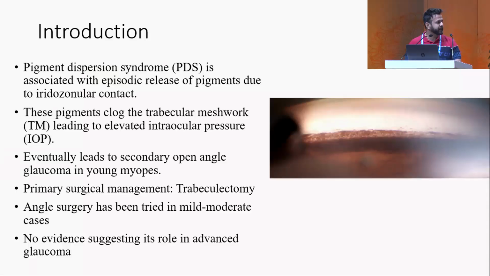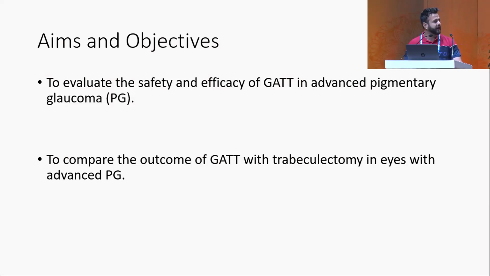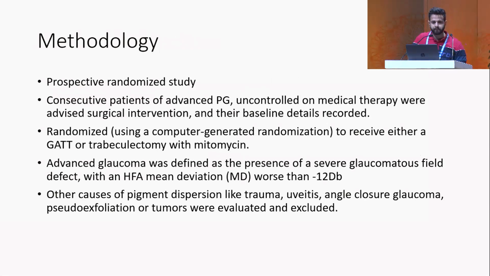Since trabeculectomy was till now the go-to surgery in cases of pigmentary glaucoma, we wanted to establish a safer alternative which can achieve a similar IOP control. Hence, we wanted to evaluate the safety and efficacy of gonioscopy-assisted transluminal trabeculotomy in advanced pigmentary glaucoma and compare its safety and efficacy outcomes with the standard trabeculectomy in patients of similar severity.